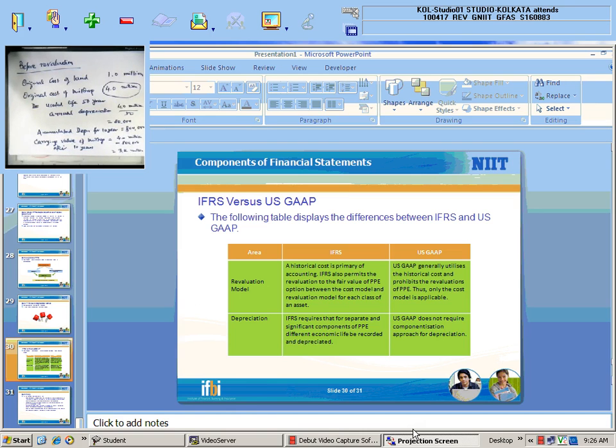You cannot use the cost model for one building and the revaluation model for another building. So if the company has two properties, they cannot apply the cost model for one property and the revaluation model for the other property. So the company has an option to choose the cost model or the revaluation model, but once they adopt one of these two models, that should apply to each item of fixed assets in a particular asset class. Under US GAAP, generally historical cost is utilized and revaluation of PPE is prohibited. So US GAAP follows only the historical cost or cost model, and prohibits revaluation of PPE. There is no revaluation model under US GAAP.